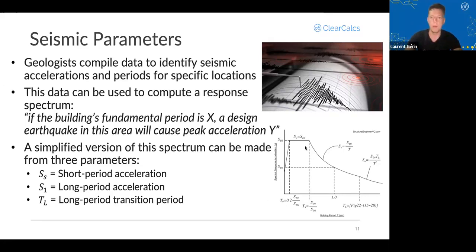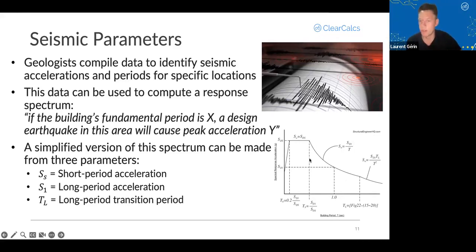Then we've got our long period acceleration. That's where you've got a longer building, so the ground will usually be shaking faster than the building moves or follows along. So there'll be a bit more of that shaking effect. And then we've got that long period transition period, so you can see the TL here. That's going to be for really tall buildings where you're going to have similar effects again, where the building's going to shake at a different rhythm than the ground.